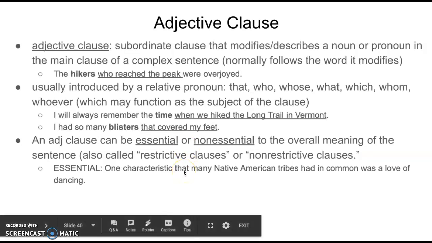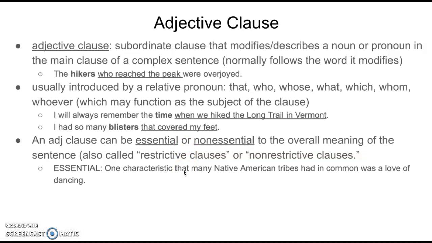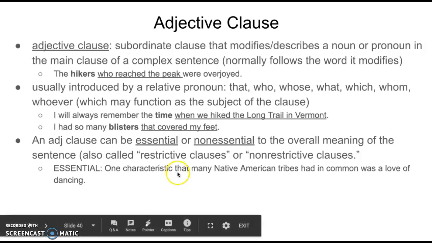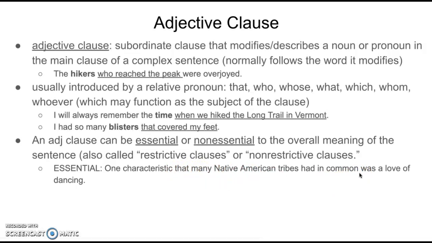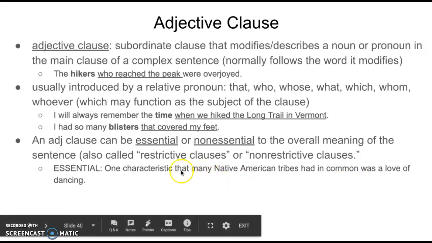Okay? So, one characteristic that many Native American tribes had in common was a love of dancing. Can you spot the subordinate adjective clause? It is right here: that many Native American tribes had in common. The subject is tribes, the predicate is had, and the relative pronoun that introduces it is that. And this whole thing describes characteristic.